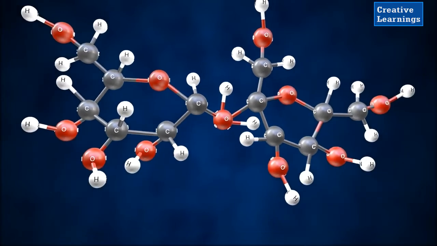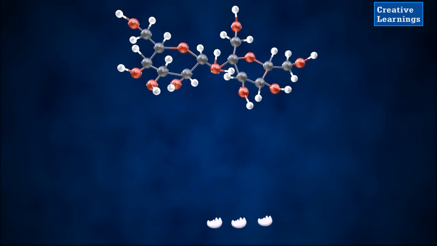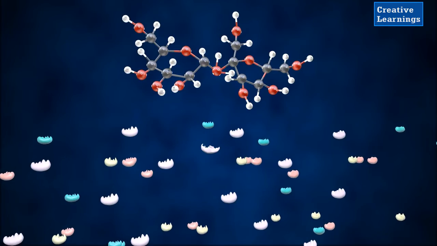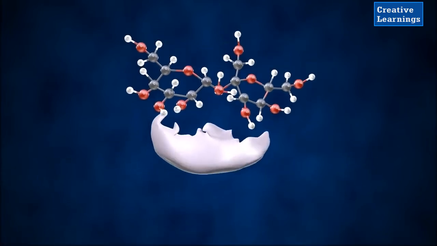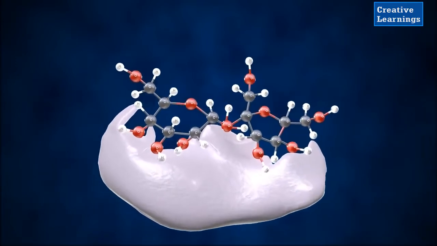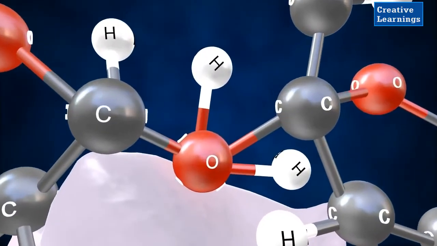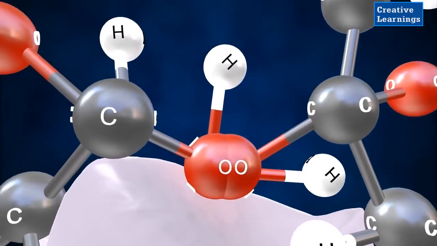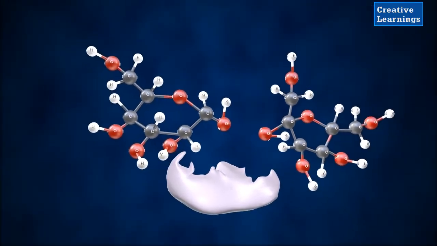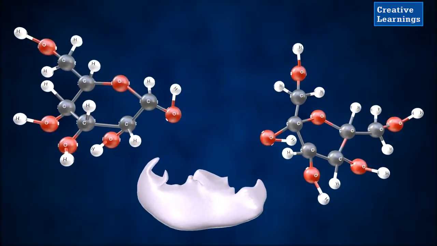The catalytic hydrolysis of the common disaccharide sucrose into the monosaccharides glucose and fructose is carried out in the presence of the enzyme sucrase. When sucrose binds to the active site of sucrase, the configuration of sucrase is changed. As a result, the oxygen bridge between the two monosaccharides gets exposed to water molecules in the solvent. The water molecule breaks the oxygen bridge and the OH group of the water molecule gets attached to one of the monosaccharides and the H gets attached to the oxygen of the second monosaccharide.